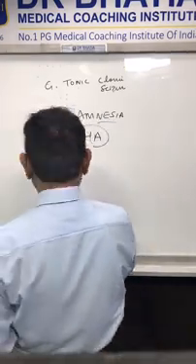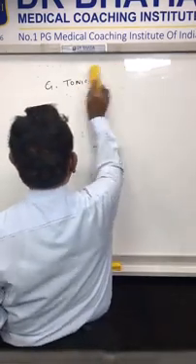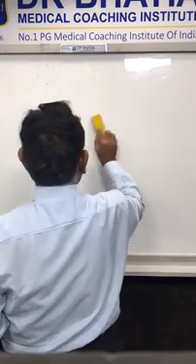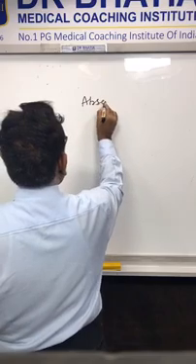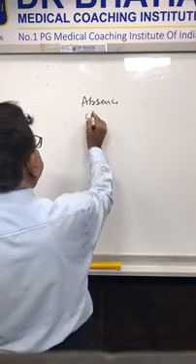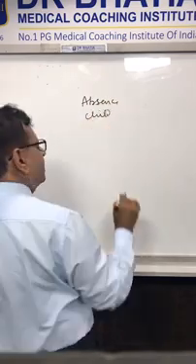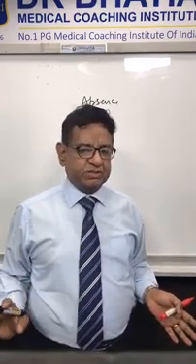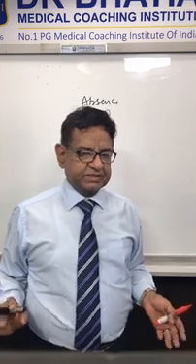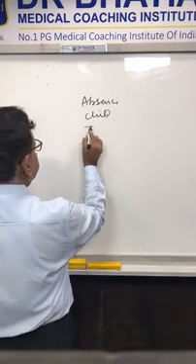Then we have absence seizures. It classically occurs in children. It starts in early childhood. There is a transient loss of consciousness. Transient, only transient.